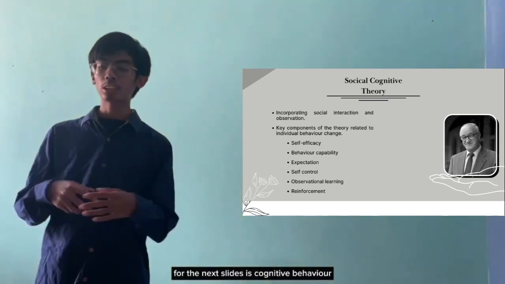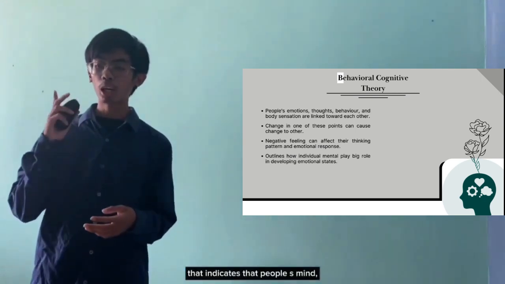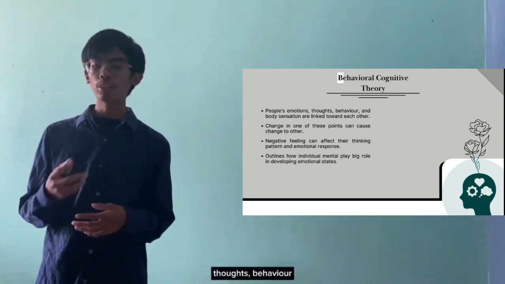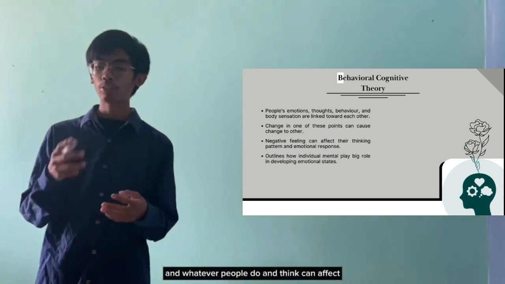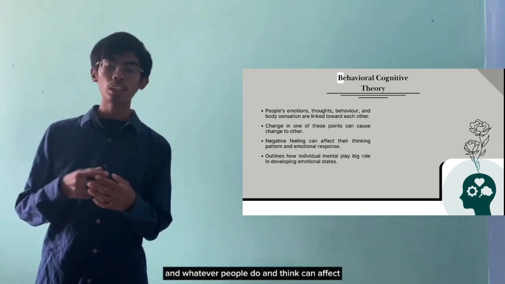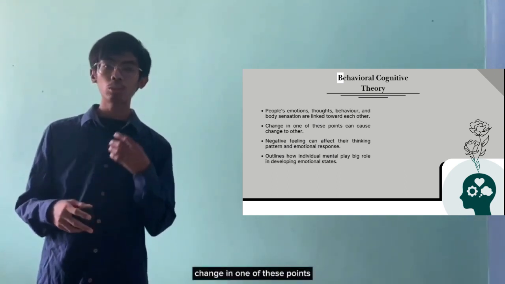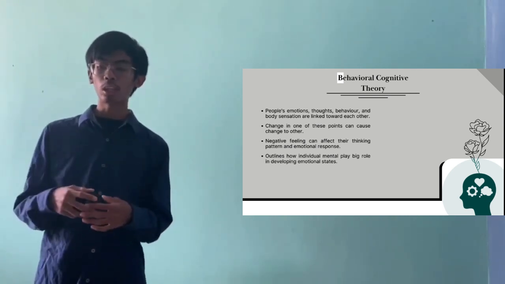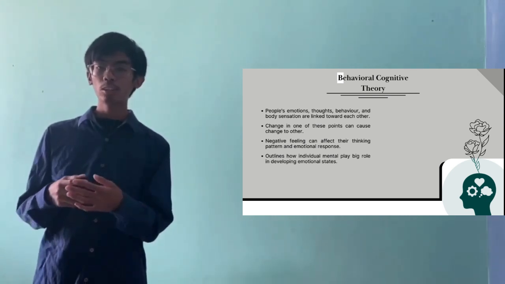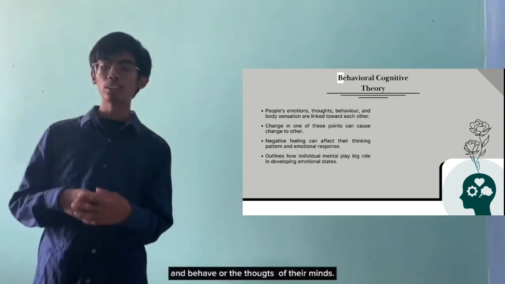For the next slide is cognitive behavior theory, which indicates that people's mind, thoughts, behavior, and body sensation are linked to each other, and whatever people do and think can affect how they will feel. Additionally, a change in one of these points can cause change in the others, like how they will feel and behave or the thoughts in their minds.